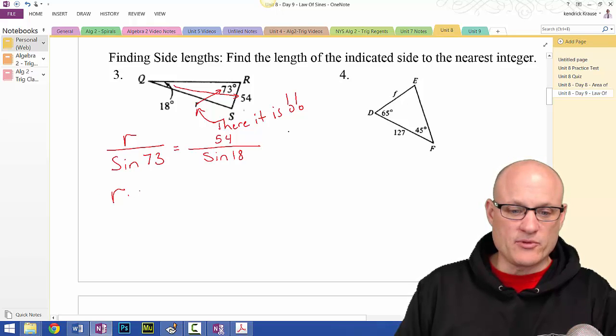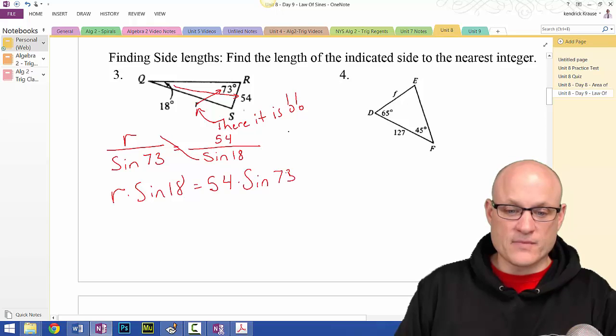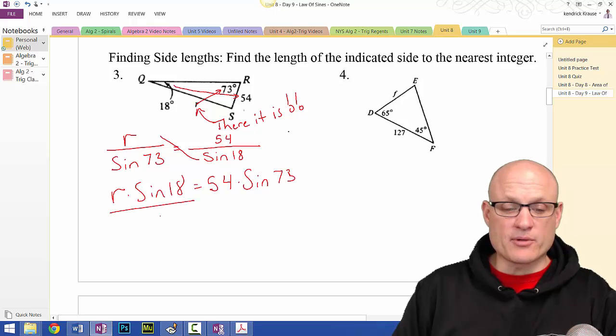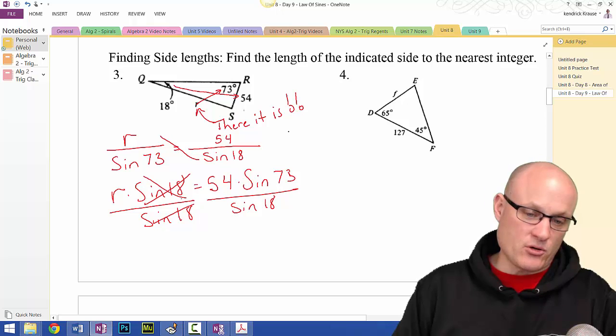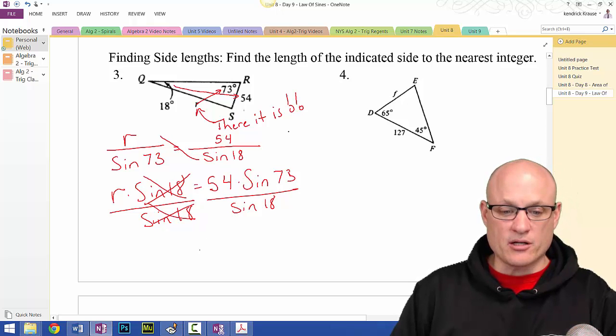R times sine of 18, because we're going to multiply those two together, is equal to 54 times the sine of 73. Now I want R by itself, so I'm going to divide by sine of 18. Divide by sine of 18 on both sides, and there's nothing left over on that side except R. So whatever I get, that's R.